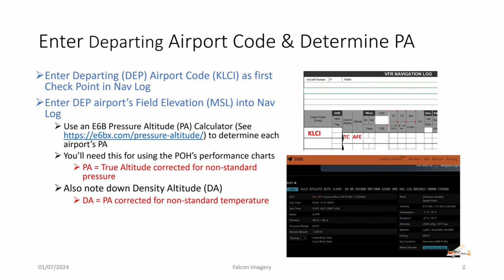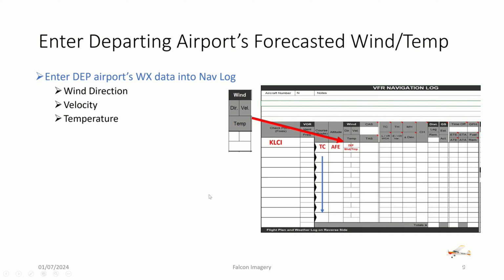If you remember right, pressure altitude is true altitude corrected for non-standard pressure, and density altitude is pressure altitude corrected for non-standard temperature. But in here, we're putting our airport field elevation, and we're just keeping as a side note what the pressure altitude is for the airport at the time of the flight. See my videos separately on how to calculate pressure altitude and density altitude if you want to learn more about how those numbers are arrived at, as seen in this screenshot of the e6bx.com website.